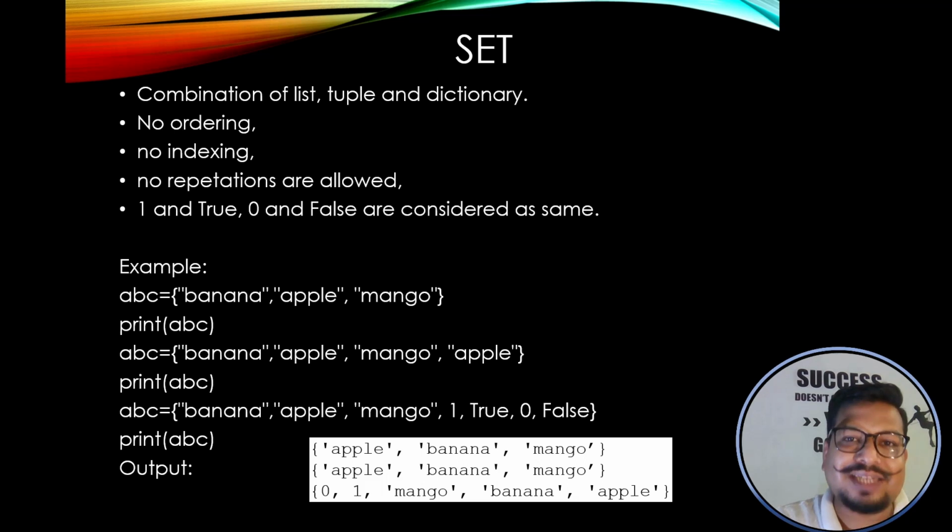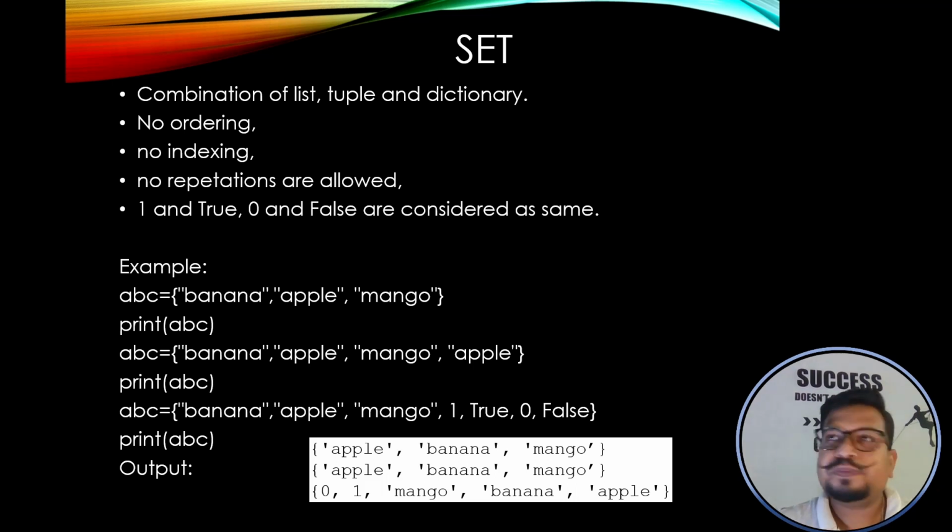So let's go ahead and see the sets. So what is this set? I had kept this on hold on purpose since the beginning. We have seen so many data types provided by Python. We started with numbers, then we saw strings, lists, tuples, and dictionaries. Now we can consider the set as a combination of lists, tuples, and dictionaries. What I mean by this is, the set has no concept of ordering, no concept of indexing, and in a set no repeated values are allowed.